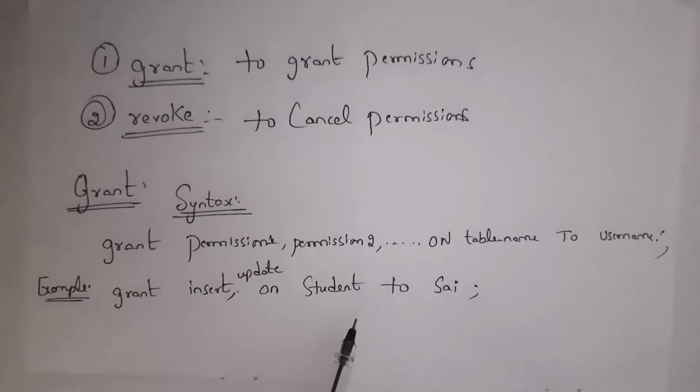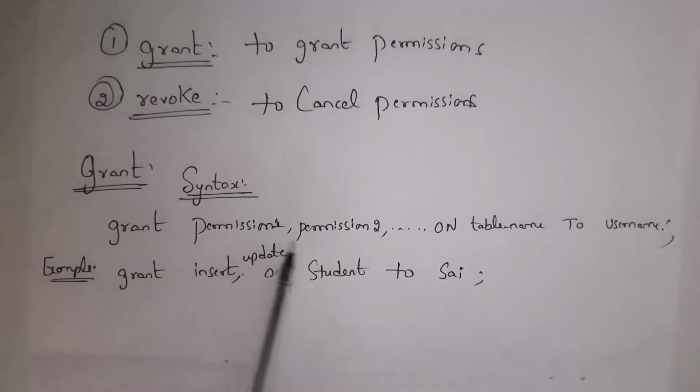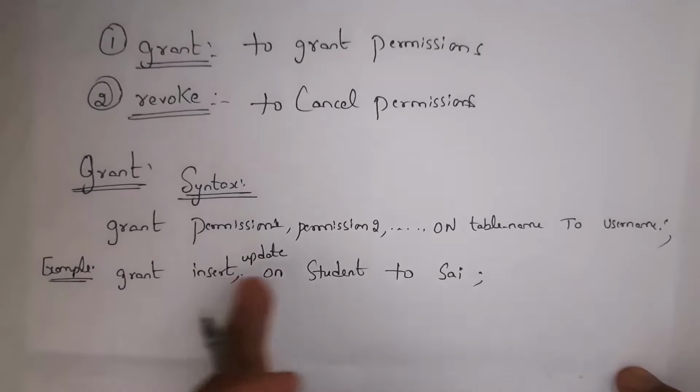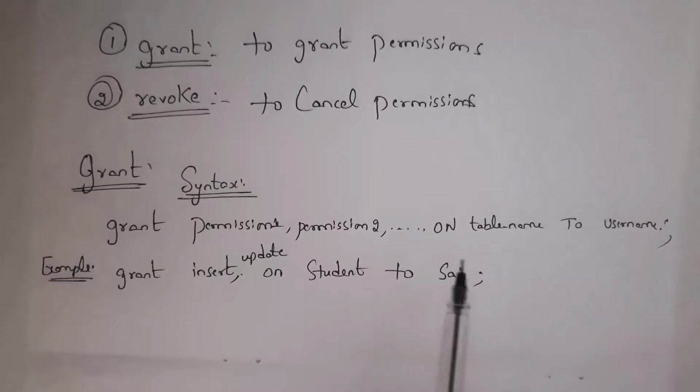For example, I am the database administrator. In my college, there is one faculty named Sai. This faculty Sai wants to insert data in the student table. So as a database administrator, I need to give insert and update permissions to this faculty Sai. For that purpose, we need to use the grant command. So write grant insert comma update on student to Sai, and at last give a semicolon. Whenever you write this code and click enter, now this faculty Sai can insert and update data on the student table.